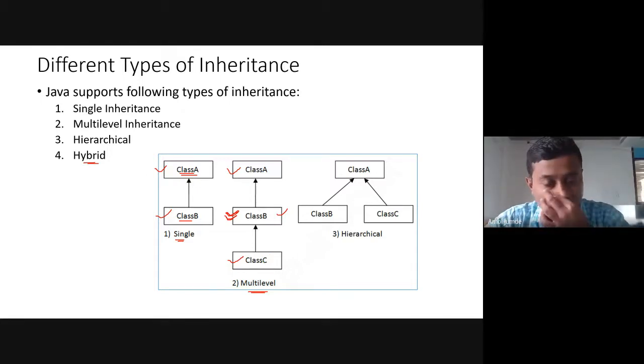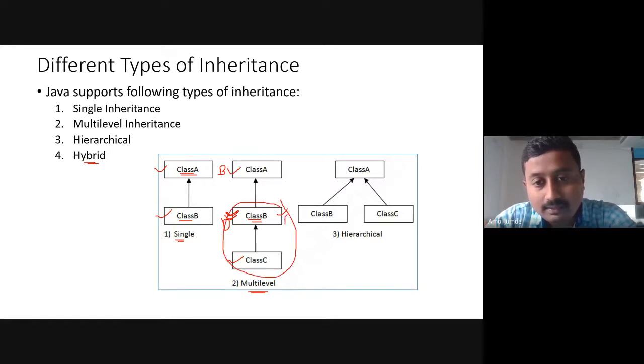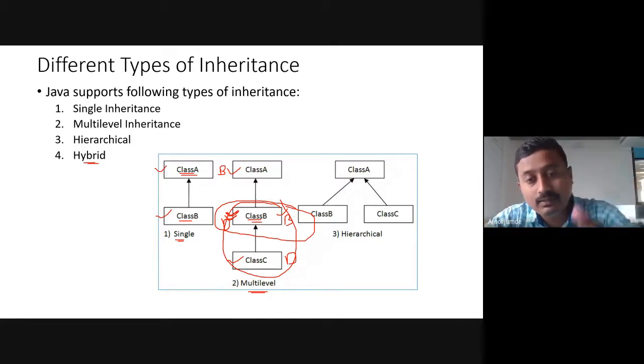Okay. So in this multi-level, what is happening? This B is derived with respect to A. A is base class, B is derived class. And if you consider this part, B is acting like a base class and C is derived class. When you have this, then that will be a multi-level. And how many classes can we have? There is no limit.